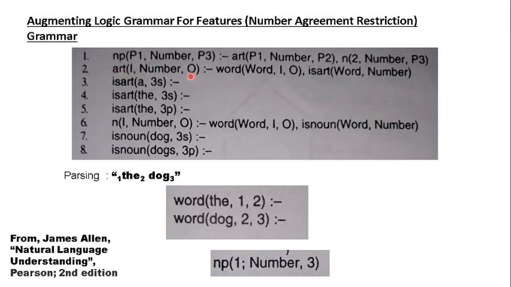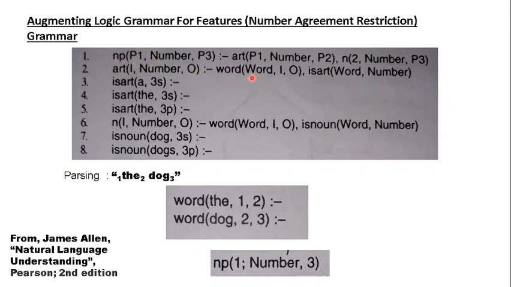What does this predicate rule mean? It means that if there is a word between positions I and O, and that word is an article, then it will have a number feature value, and that number feature value should be equal to the number feature value of the left hand side.